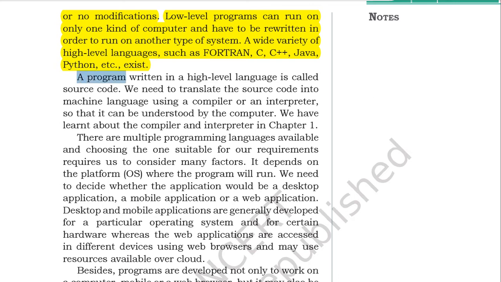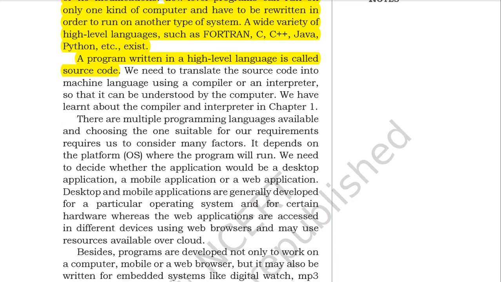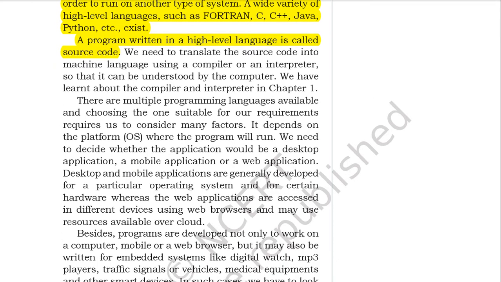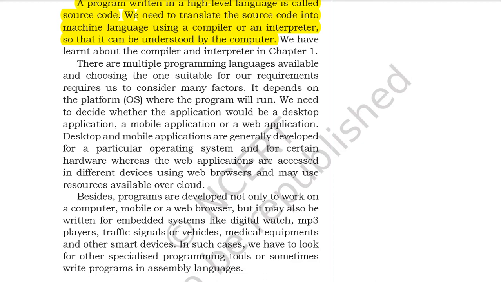Now, this is a very important definition. What is source code? A program written in a high level language is called source code. We need to translate the source code into machine language using a compiler or an interpreter so that it can be understood by the computer. We have learned about the compiler and interpreter in chapter number 1.